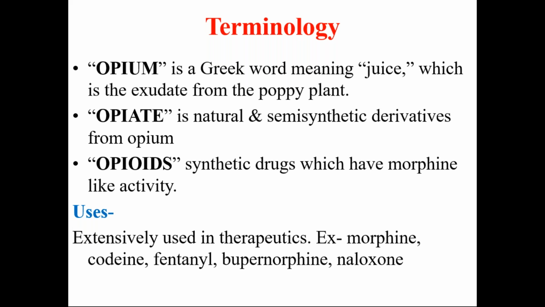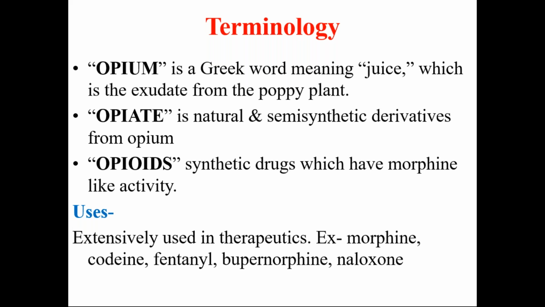These are some of the terminologies. Opium is a Greek word meaning juice, which is the exudate from the poppy plant. Opiate is a natural and semi-synthetic derivative from the opium. Opioids are synthetic drugs which have morphine-like activity. So: opium, opiate, and opioids.